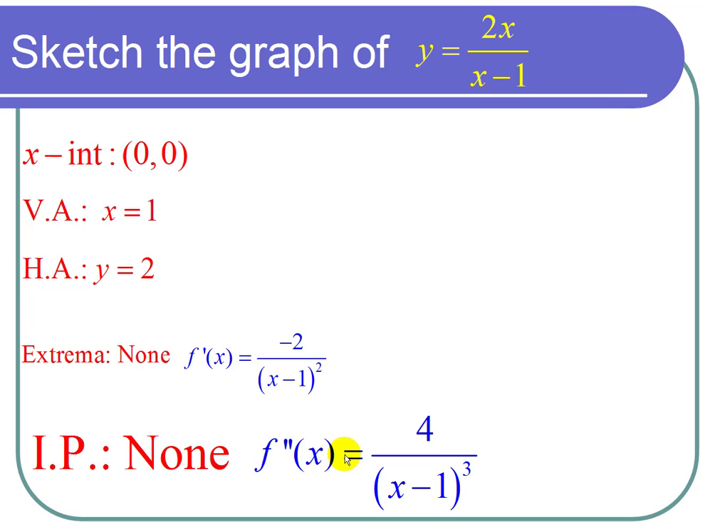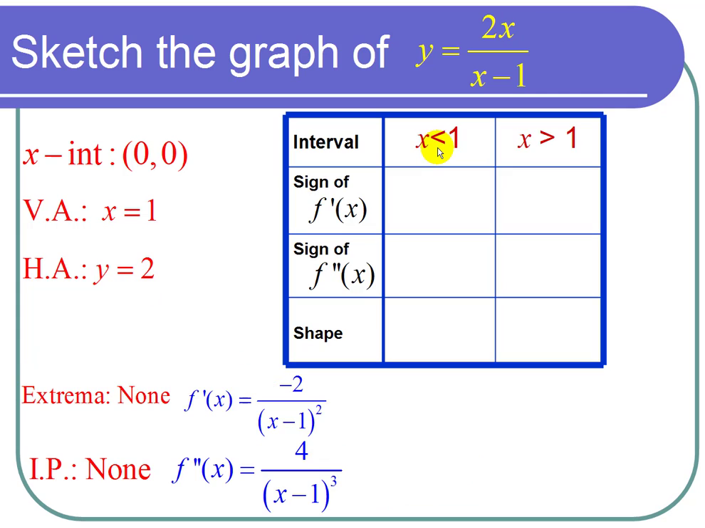So far all we have is that the graph passes through the origin. We have a vertical asymptote at x equals 1 and a horizontal asymptote at y equals 2. Let's look to see what the shape of the graph is by creating a table. So we only have to deal with less than 1 and greater than 1 because that's our only critical point at x equals 1.